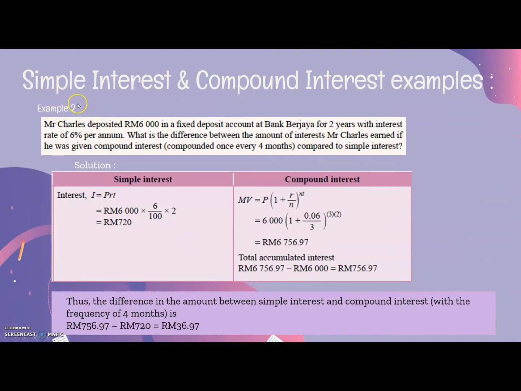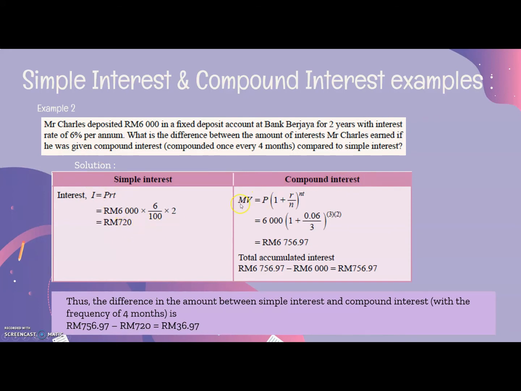Okay, example 2. This is an example of simple and compound interest. Mr. Charles deposited RM 6,000 in a fixed deposit account at Bank Berjaya for 2 years with interest rate of 6% per annum. What is the difference between the amount of interest Mr. Charles earned if he was given compound interest, compounded every 4 months, compared to simple interest? So this is the simple interest step. You just have to follow the same step. Just like example 1, you insert into the formula and you will get RM 720.